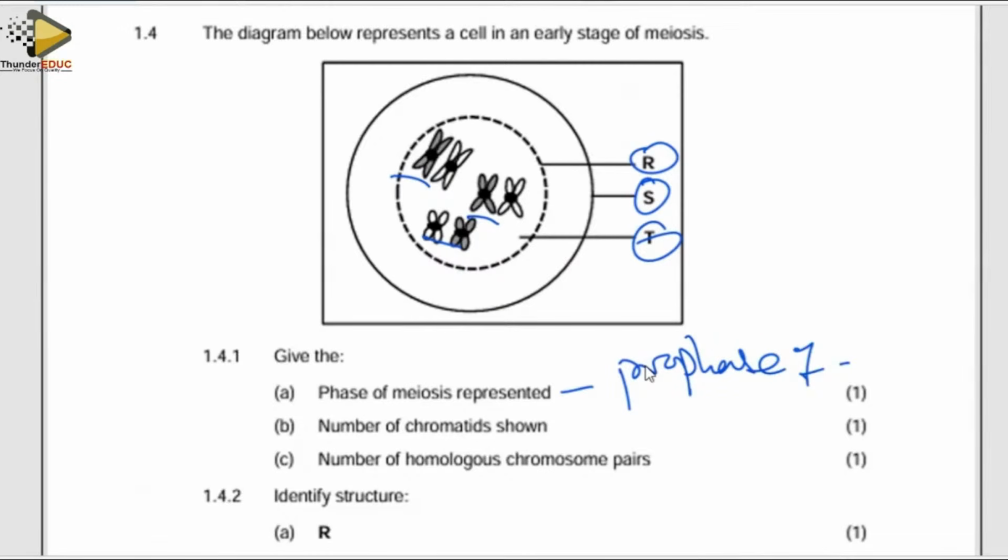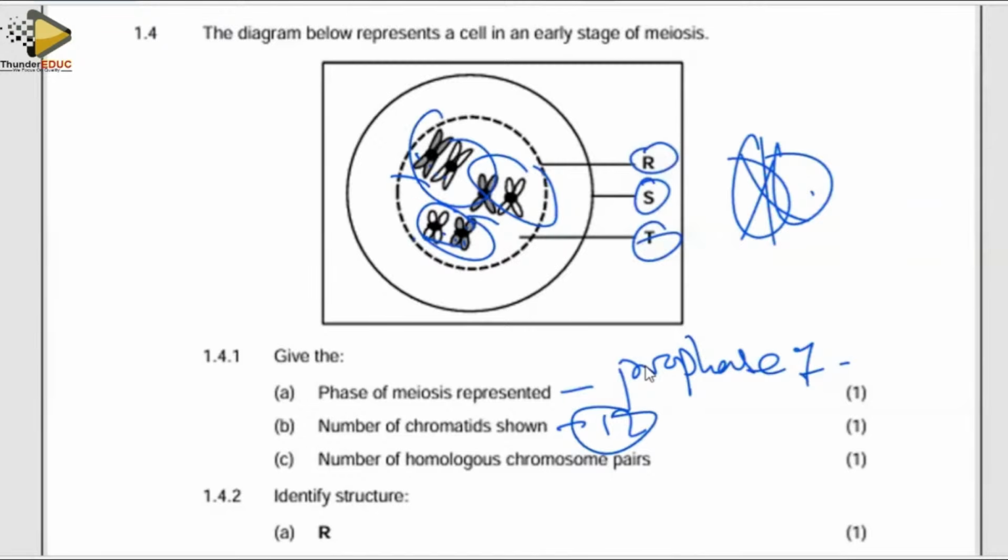Number of chromatids is 1, 2, 3, 4, 5, 6, 7, 8, 9, 10, 11, 12. So basically the number of chromatids is 12 because each chromosome has 2 chromatids. It has this and has this. Number of homologous chromosome pairs, if you look at them, this 1, this 2, this 3. So the answer is going to be 3 chromosome pairs.